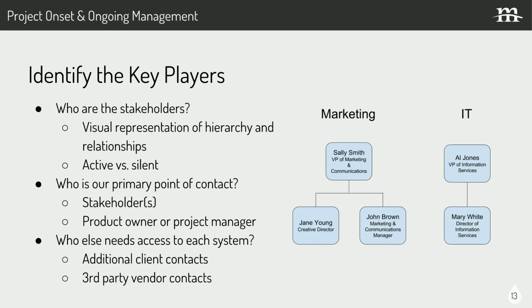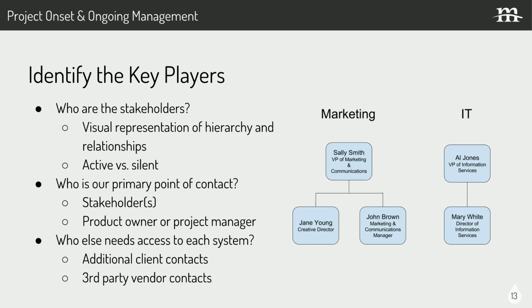You can see to the right here an example of this. We have 5 individuals identified with 2 VPs above the other 3. This is actually an active account map for one of my clients. We've just changed the names to protect the innocent.